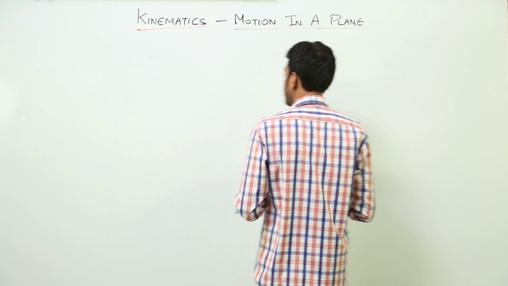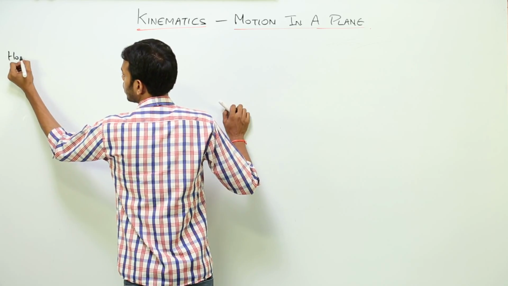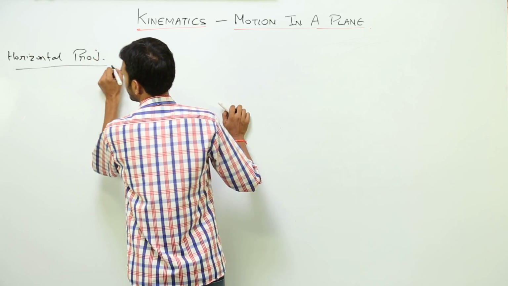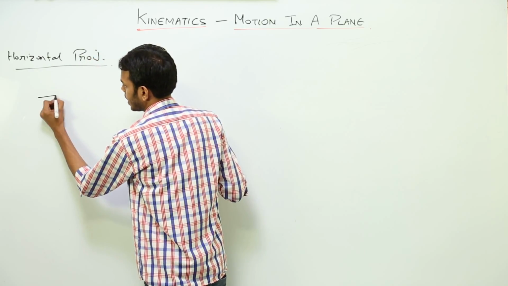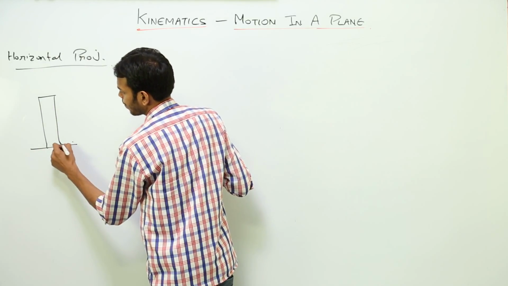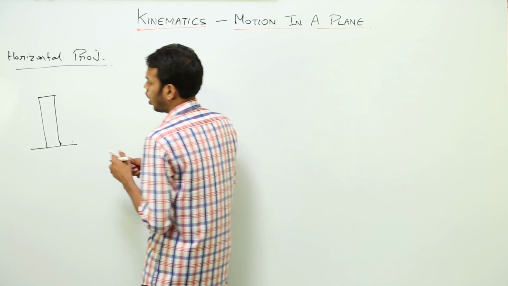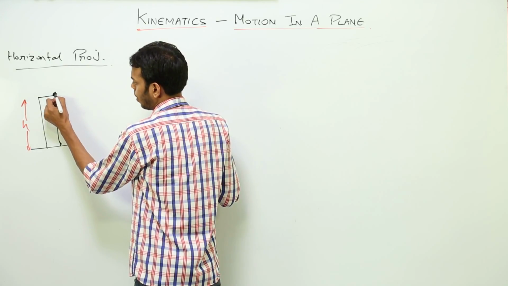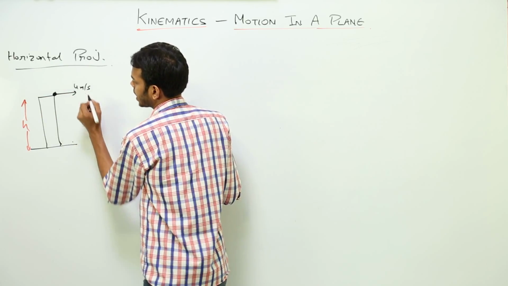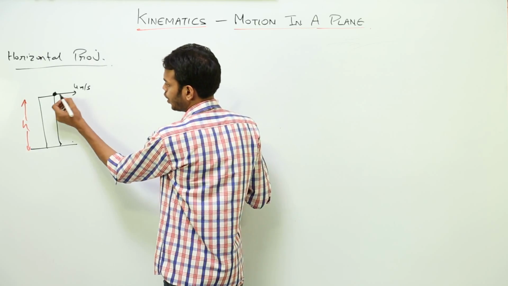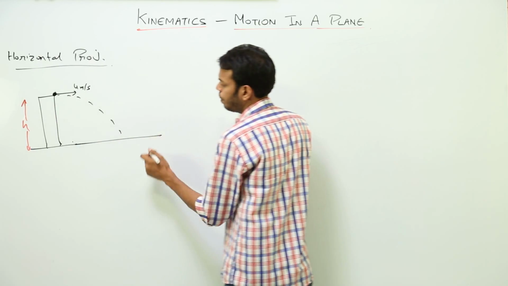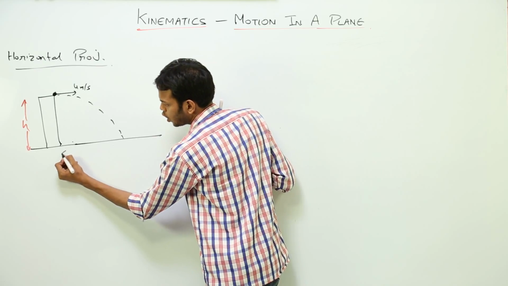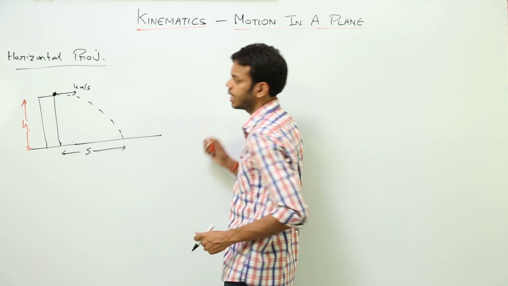So starting with projectile motion, horizontal projectile, right? Suppose this is a building or tree or any cliff of height h, and an object is thrown from the top with an initial velocity u meters per second. This is going to go like this. So there will be a time of flight, a time during which it will reach this point, and it will also cover some horizontal distance s, right?